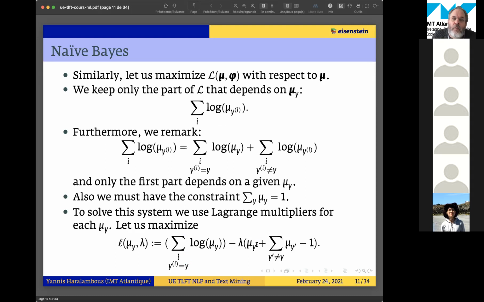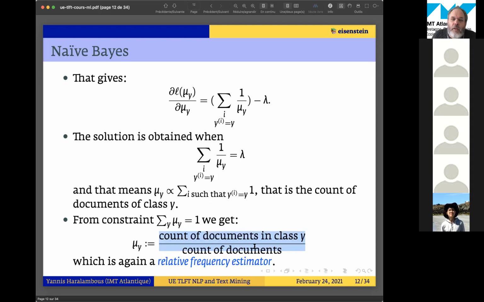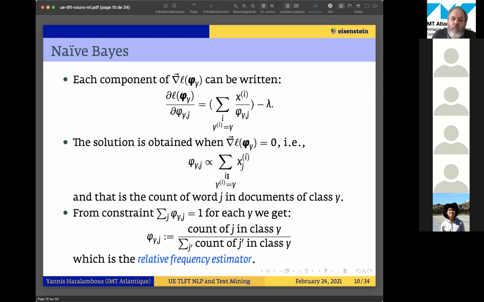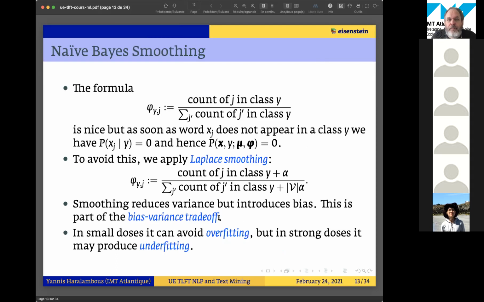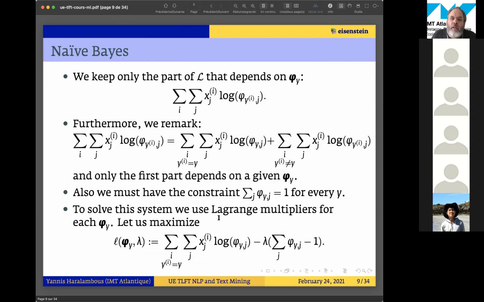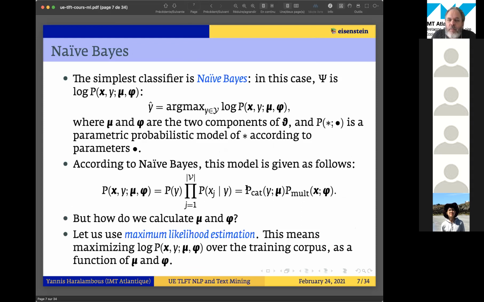And I wrote these slides in a way that you can recognize the same tricks, the same approach in both cases, for phi and for mu. And this means that in this model, I first have the frequency of each class of documents multiplied by the relative frequency of words in the class, in documents of the class.